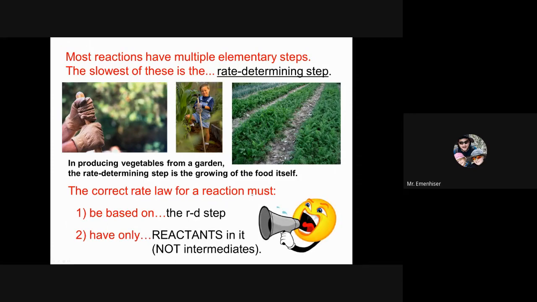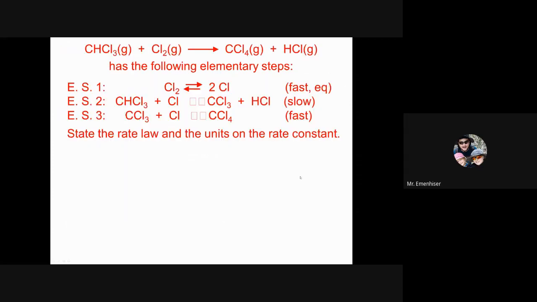Okay. And then you're only going to have reactants in it, not intermediates. So you can't have a rate law with intermediates in it. It can only have reactants in it. Intermediates will not be in the rate laws. Okay. These are supposed to be arrows here. So if we've got this equation here, these are the elementary steps. State the rate law and the units of the rate constant.